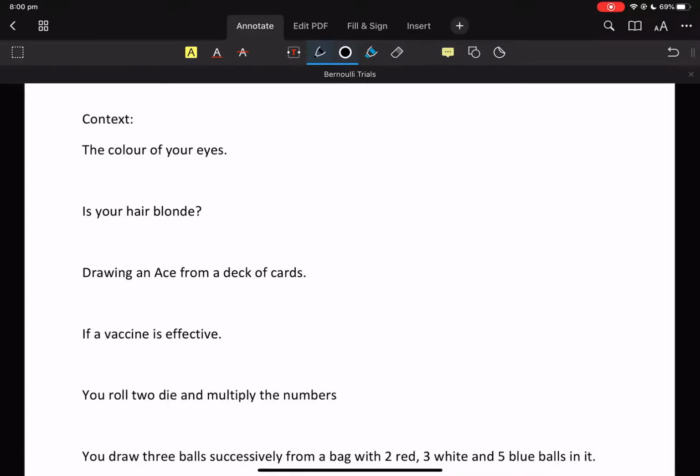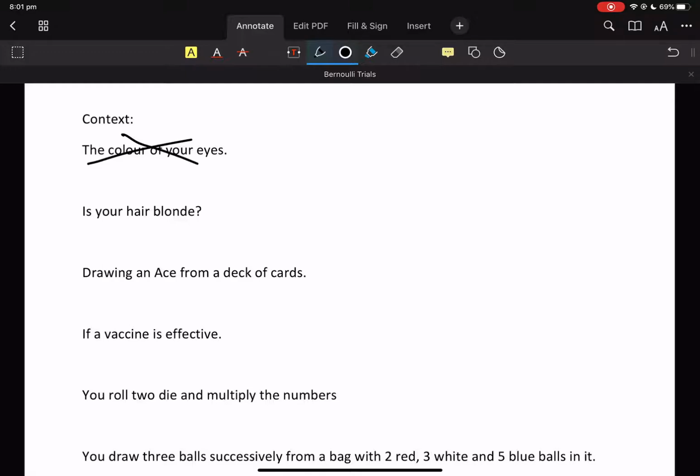Let's just say we're checking the colour of your eyes. Would that be a Bernoulli trial? Let's see if you can answer that before I do. Let's go with no, because the colour of your eyes can be lots of different things. It's not just success or failure.